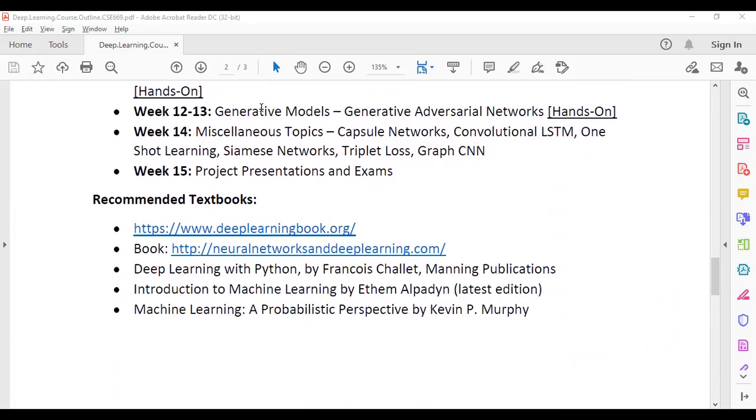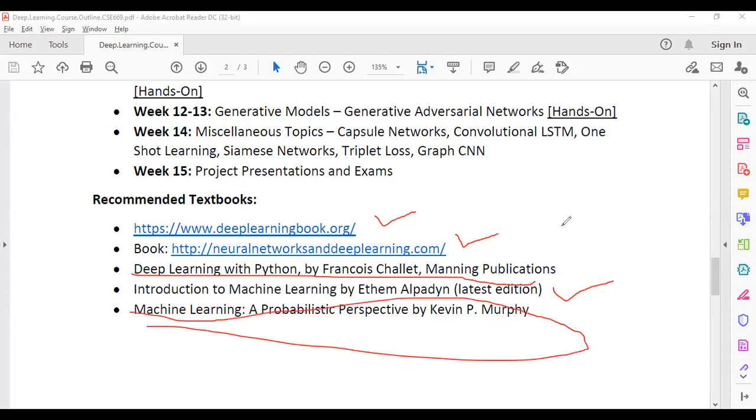So we have two books here, which are the standard books of deep learning. One is this one by Ian Goodfellow. And the other is this one, which is written by, I forgot the name of this person. This explains neural networks in a good way, and we'll be following this very closely. Besides that, we have Deep Learning with Python, which I have already uploaded. Introduction to machine learning, obviously, to make sure that your machine learning concepts are okay. You must have this reference book, and also the book by Murphy.